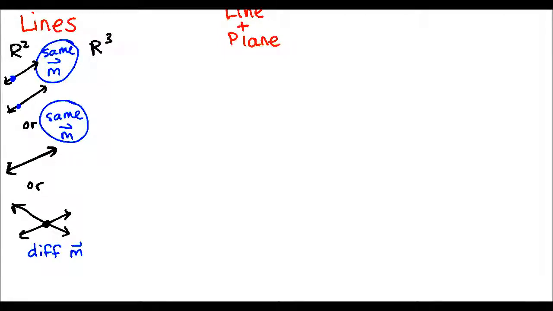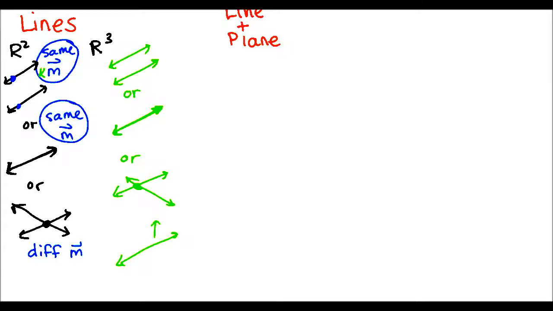All right, and then in 3 space, you have the same options. So you have parallel lines, which would have the same direction vector, or a scalar multiple of a direction vector. Coincident lines. Or you could have intersecting lines that intersect at a point. Or you have this 4th case that's skew lines. They actually don't intersect, but they're also not parallel.